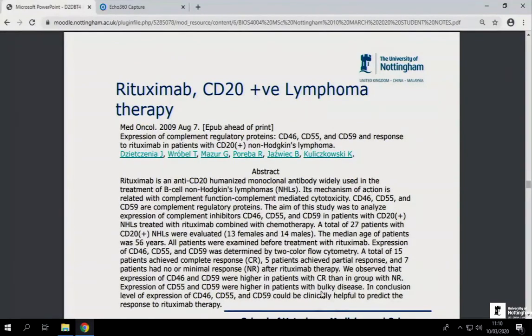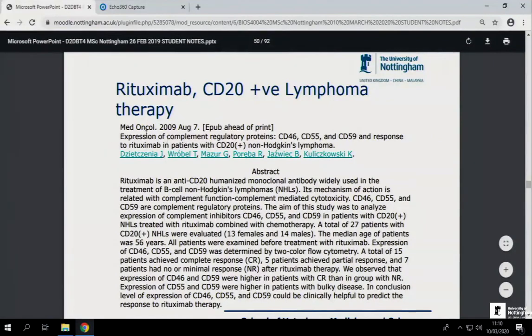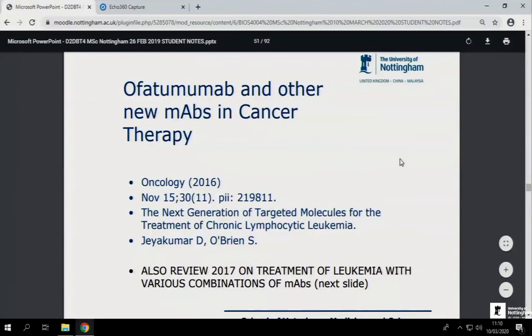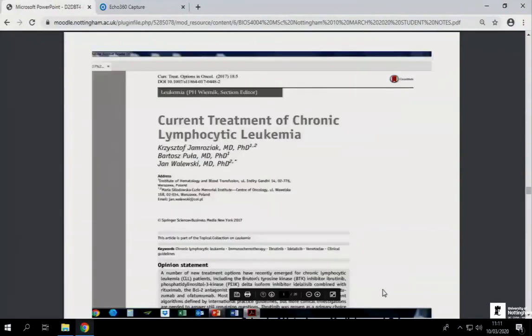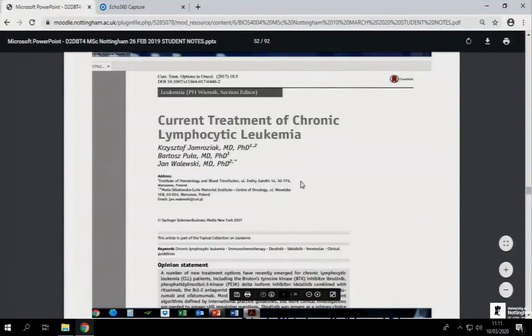So it's a CD20 positive lymphoma therapy with rituximab. There's loads of people doing this sort of work. There's a paper there. There's another one that's been developed called ofatumumab. It's a CD20 antibody as well. And there are lots of other new monoclonal antibodies, which you can read about in that journal. There's also a review of treatment of leukemia with various combinations of these antibodies in the next slide. If you look at that paper, you'll see the current treatment of chronic lymphocytic leukemias, lymphomas, leukemias, acute myeloid leukemias, acute lymphocytic leukemias, and a few others. So that's a pretty effective paper to read if you're interested in this area.